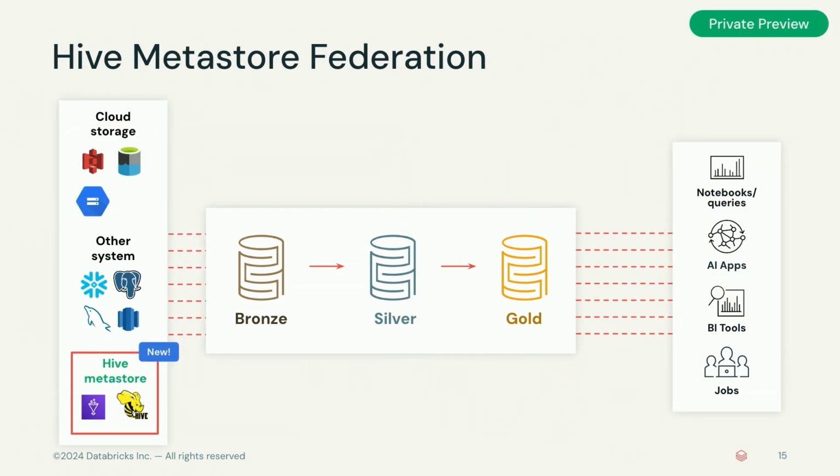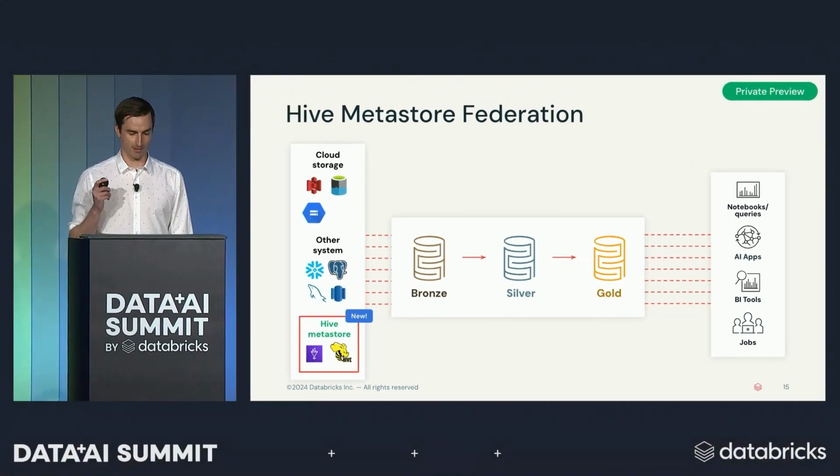Okay, I wanted to introduce one new concept before we do the first demo of the session. And that's Hive Metastore Federation. So we already talked about Lakehouse Federation, which is the ability to pull in data from Postgres and Snowflake and the like. You might guess it, Hive Metastore Federation is the ability to pull in objects from your Hive Metastore. So I wanted to talk about how it works and the different use cases you can achieve by it.